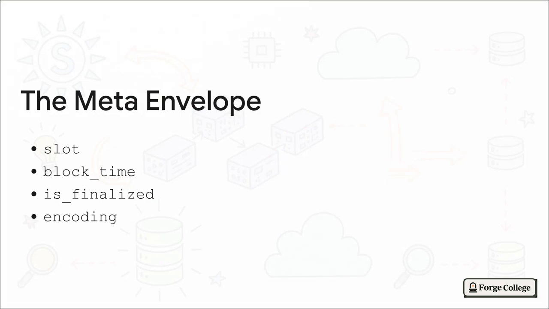And that right there is exactly why we attach a meta envelope to our payload in step 4. Think of this like a high-tech shipping manifest with real-time tracking details. By explicitly including the slot number, the precise block time, the finality status, and the encoding type, the client application instantly knows exactly how fresh the data is. It gives the front end the power to intelligently decide, hey, can I trust this cache data, or do I need to revalidate against the chain?